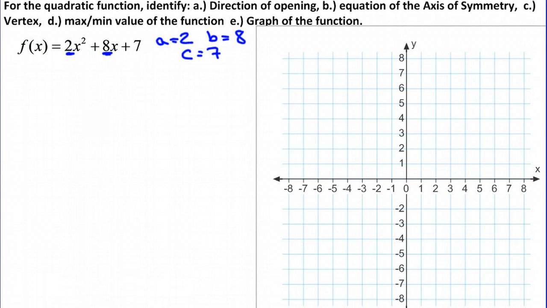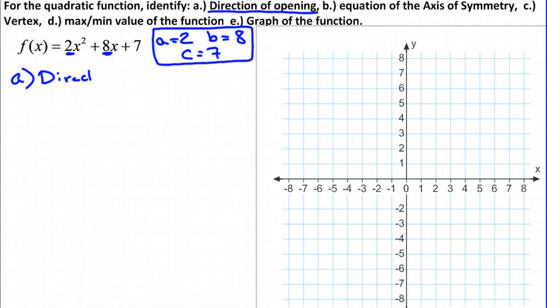So we're going to use these 3 pieces of information to identify our direction of opening, the equation of our axis of symmetry, the vertex, and the maximum value of the function. We'll also use all of that put together to graph the actual function once we get all of it. So let's jump in. We'll start off by finding the direction of opening, which is part A.